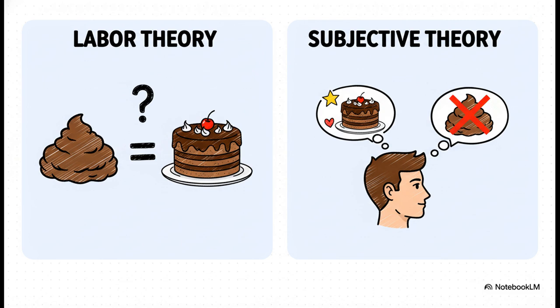Then you have the subjective theory of value, which is central to the Austrian School. It argues that value isn't objective at all. It's all in our heads. It depends on our personal needs and wants. That mud cake is worthless simply because nobody wants it.